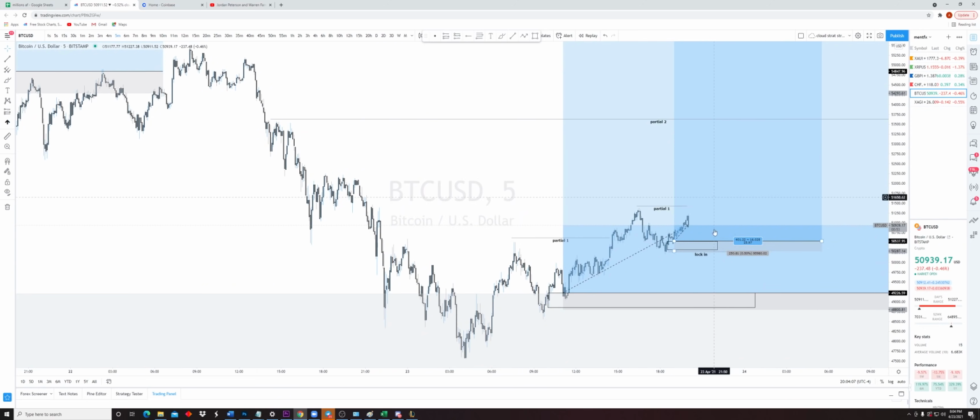There was another opportunity here. I did not take this, but it was perfect. I usually don't take re-entries unless I don't have a trade running. But this trade right here, this original one, is actually locked in here.